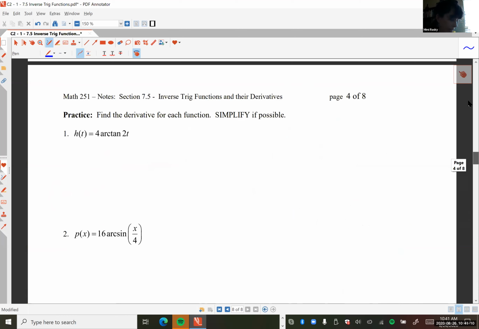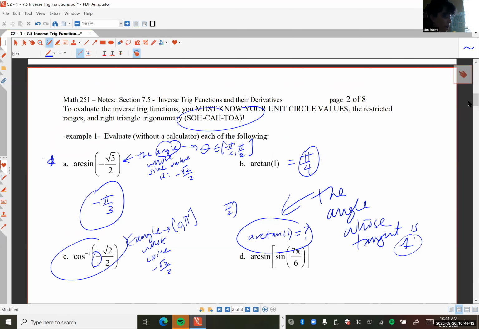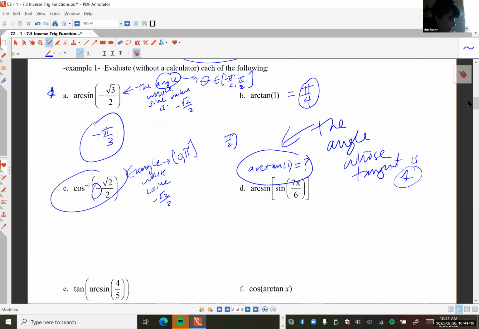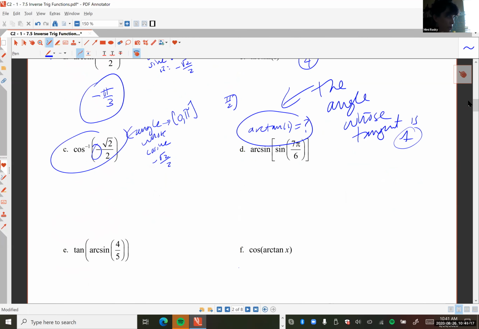Now, I know a lot of you hate trig, and some of you are going to go, I'm going to suck at this section because I suck at trig. And my answer to you is, you've got time to start reviewing. Because if you hate trig that much, there's going to be some problems in the class.